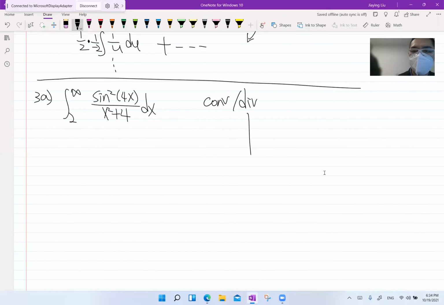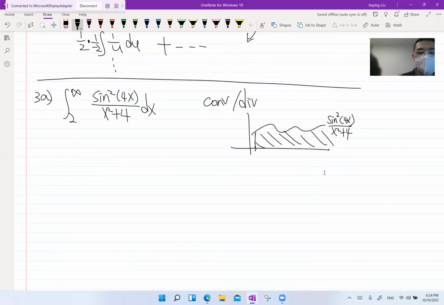So graphically, you can think about area. Let's see whatever this function is, sine square 4x over x squared plus 4. Doesn't matter what it looks like. We want to know the area from 2 to infinity. To be honest, I don't know how difficult it is to integrate directly, so I'm not even going to try, because we're going to use the comparison theorem, right?